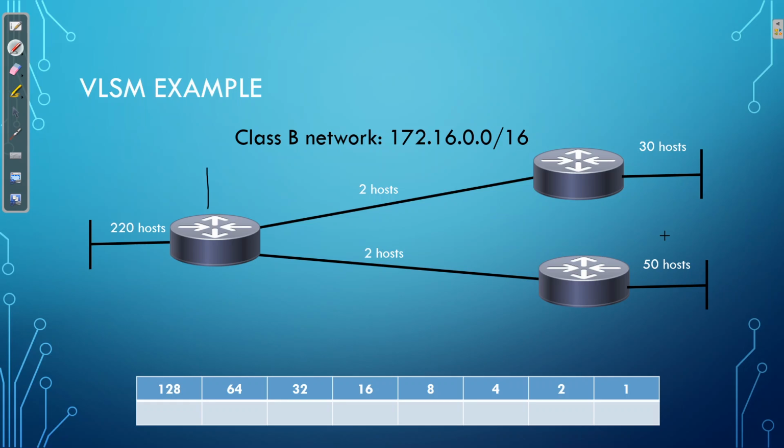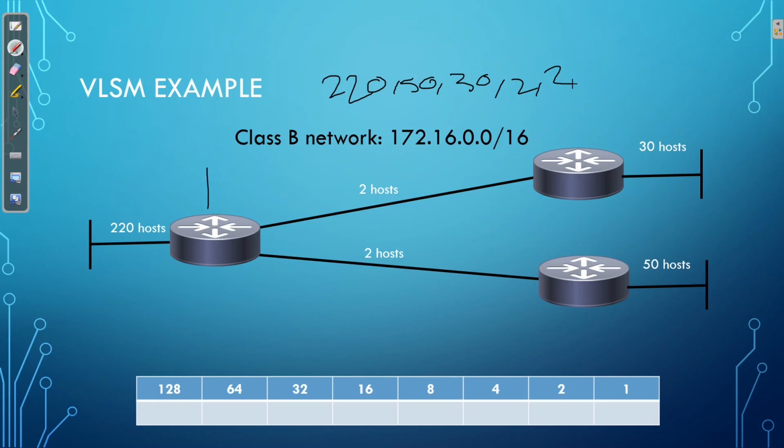So now let's go through the VLSM process. Step 1: list out the requirements for each segment starting from largest going to smallest. So the largest one is 220 hosts. The next largest is going to be 50 hosts, and then we need to have 30 hosts over here, and then we need 2 hosts and then 2 hosts.